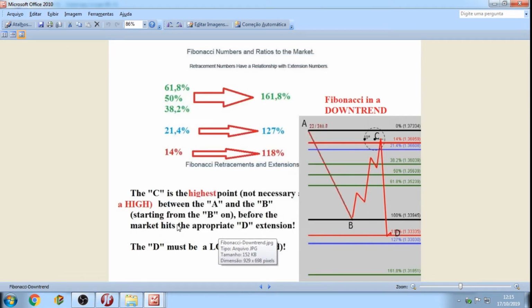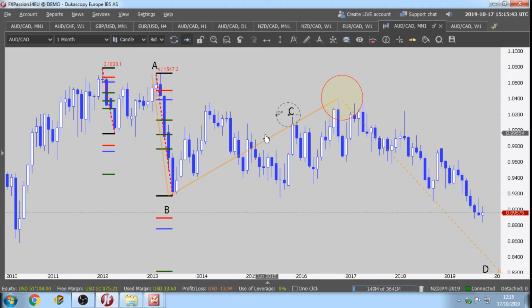The C is the highest point, not necessarily a high, between the A and the B, starting from the B on, before the market hits the appropriate extension. Okay? Don't mix the confirmed C with the C. The confirmed C is the way of telling you that this market is ready to fall. But if the market pushes up, well, this is the C.